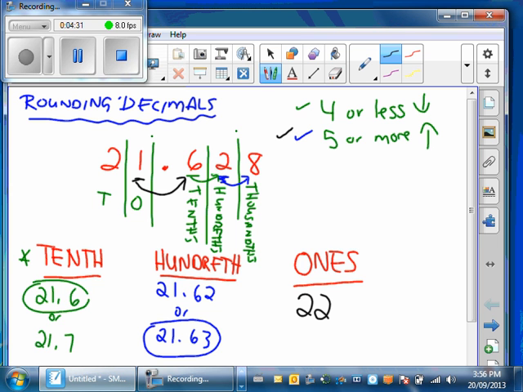Now, if you wrote it as 22.000, this is the exact same thing as saying 22. We just don't need to write in all those zeros. They don't change the value of anything.